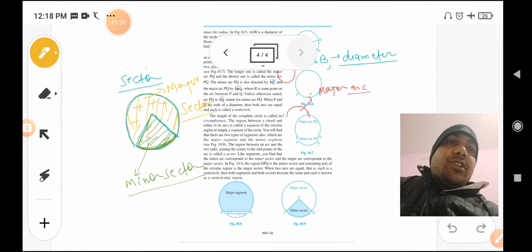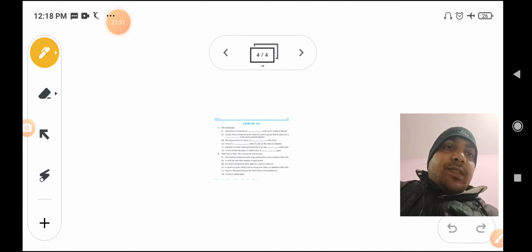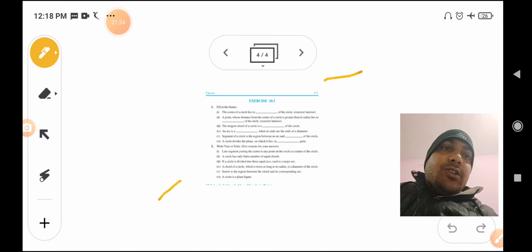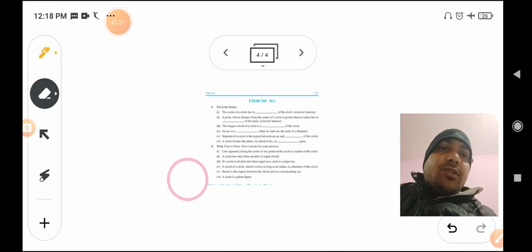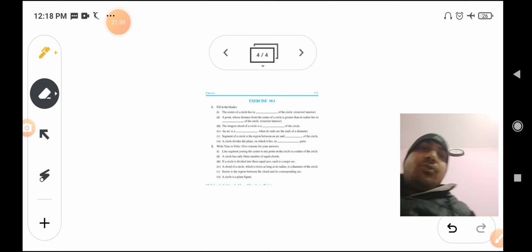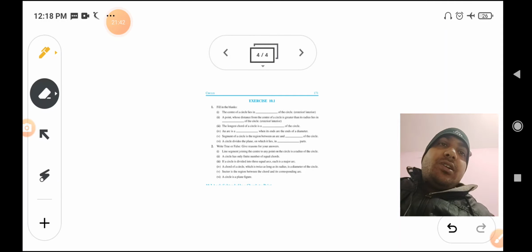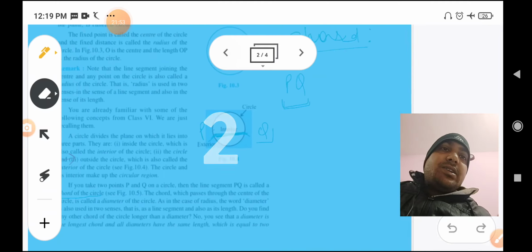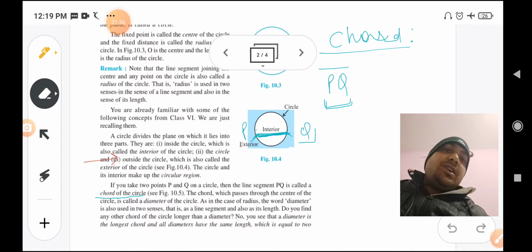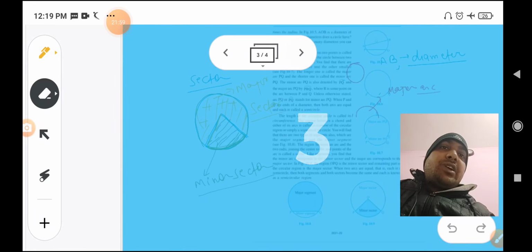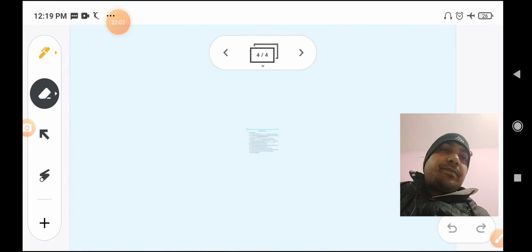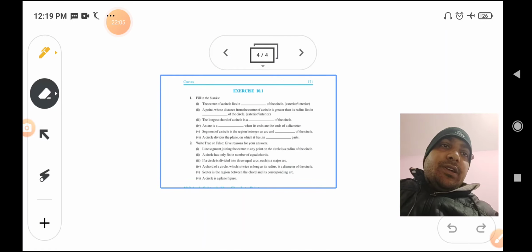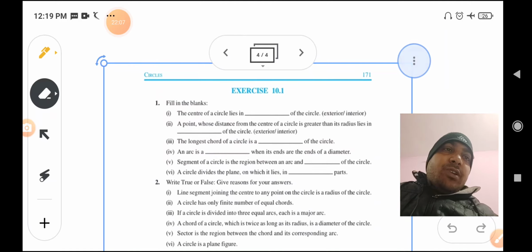Okay. So coming to the exercise. All the concepts are clear, all the related terms we have studied: circle, circular region, center, radius, diameter, sector, major sector, minor sector, segment, arc. Coming to the exercise part, we have exercise 10.1. Let's start.